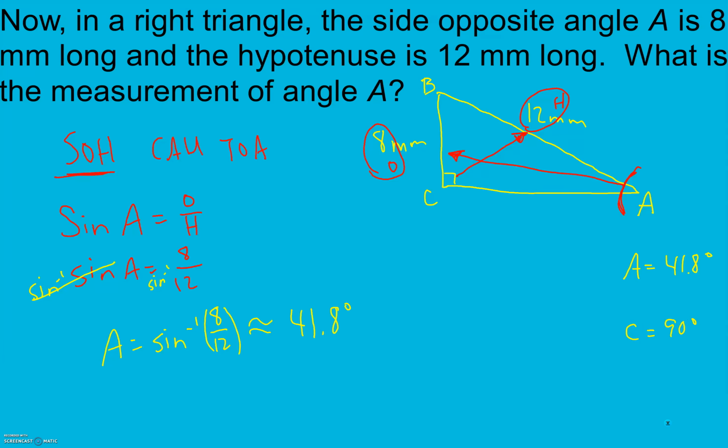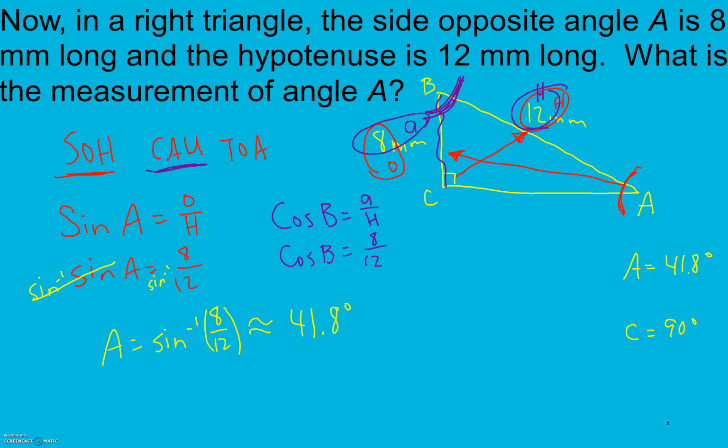Now, just for extra practice, let's try and find angle B. So from angle B, 8 is going to be adjacent, and H is always the same, whether we're going from A or from B. Our hypotenuse is always the same. So here, because I have A and H, I'm going to use CAH. So cosine of B equals A over H. Cosine of B equals A is 8, and my hypotenuse is still 12.